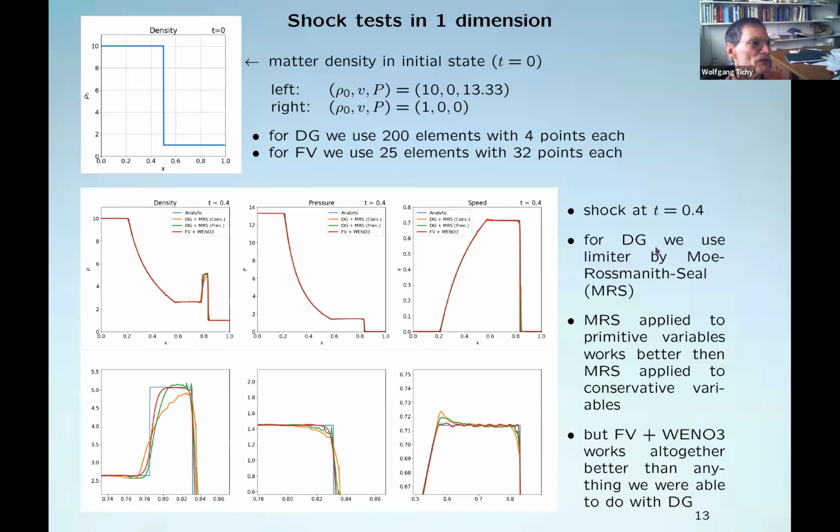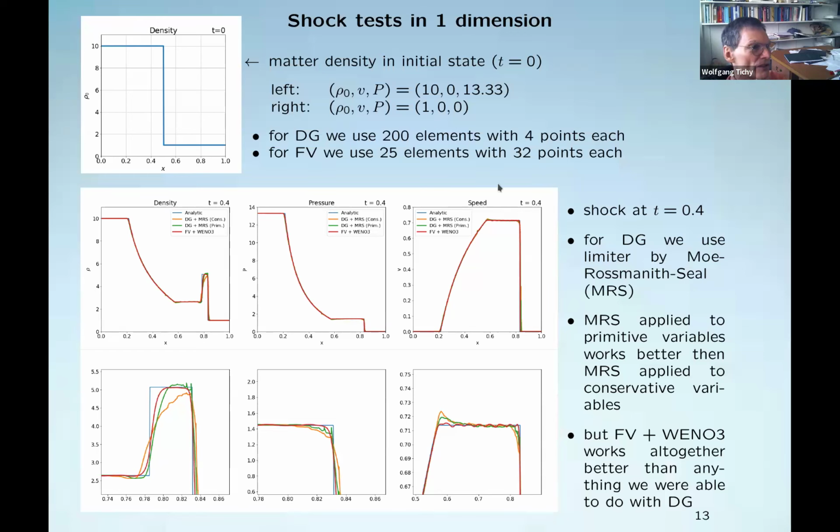And in order to just make sure this works, we have also done some shock tube tests, where you start out with a density profile like this, that you basically have a discontinuity in the density, and you have also a discontinuity in the pressure, and the initial velocity is 0. And we have evolved this with both pure dg and also with this finite volume method that we have. For the dg case, we have used 200 elements in this region here with 4 points in each element. And for finite volume, we have done it differently. We have used 25 elements with 32 points in each element.